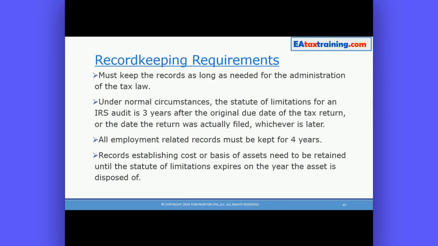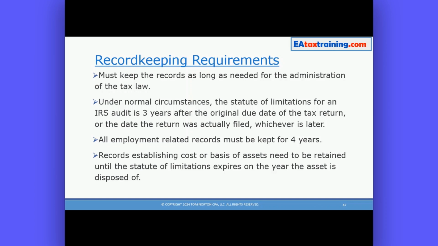You must keep the records for as long as needed for the administration of the tax law. So under normal circumstances, the statute of limitations for an IRS audit is 3 years after the original due date of the tax return, or when the return was actually filed, whichever is later. So you're going to at least keep your records for 3 years after the return was filed or due to be filed, whichever is later. Any employment-related records must be kept for 4 years. And any records establishing the cost or basis of assets need to be retained until the statute of limitation expires on the year the asset is disposed of.